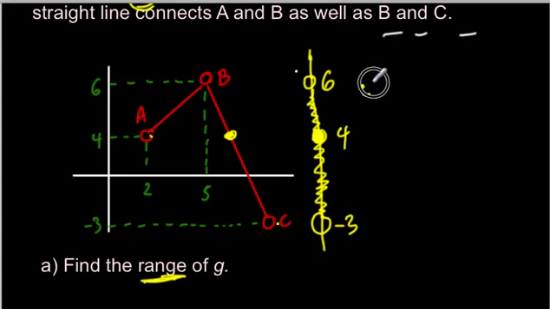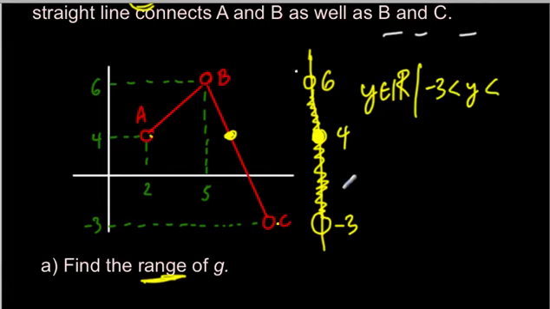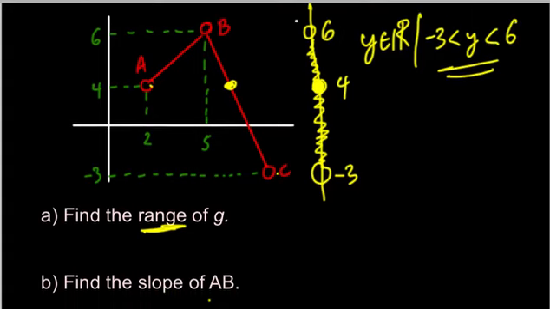So if we want to write the range, it's y as element of reals. And then we go from -3, y, and we don't include 3 because it's an open circle. And we go all the way to 6, and that's that. Okay? Hopefully that makes sense.